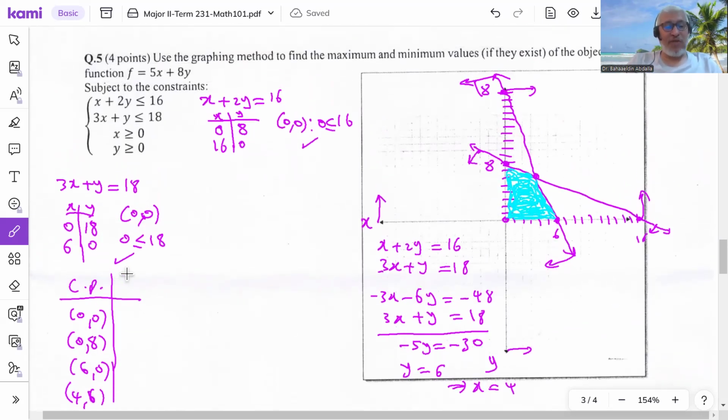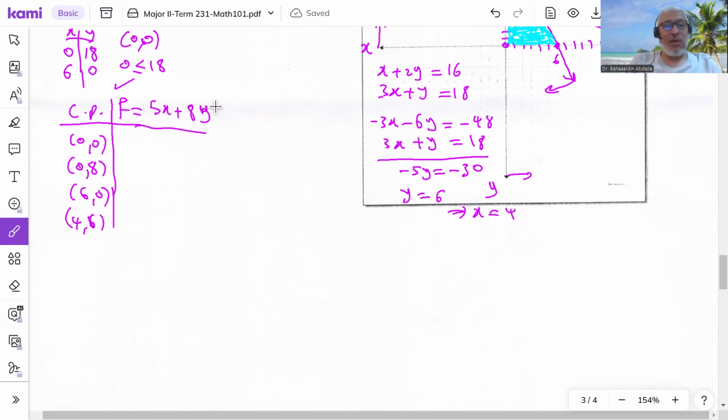I should write the objective function here. What is the objective function? It is 5x plus 8y. And I should substitute these corner points in the objective function and write the answer. So if you replace x by 0, y by 0, f would be 0. If x is 0, y is 8, then 8 times 8 is 64. If x is 6, 5 times 6 is 30 and y is 0. If x is 4, I'll have 20. Y is 6, 6 times 8 is 48. So 20 plus 48 is 68.